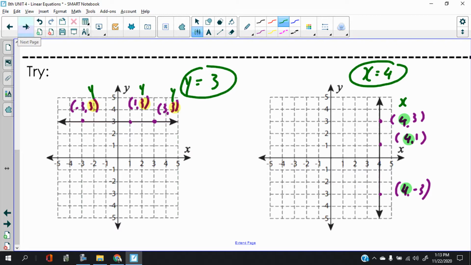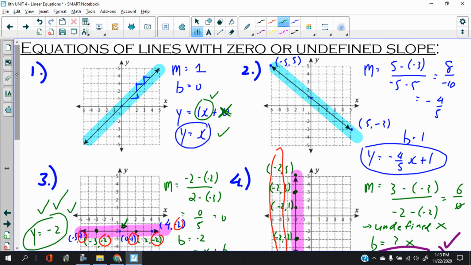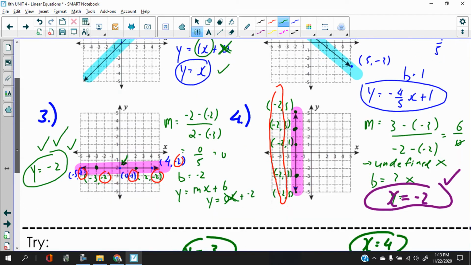Having said that, let's come back to class. I'll give you some more of these to practice. I'm going to mix it up a little bit by showing you every kind of line, diagonal and otherwise.